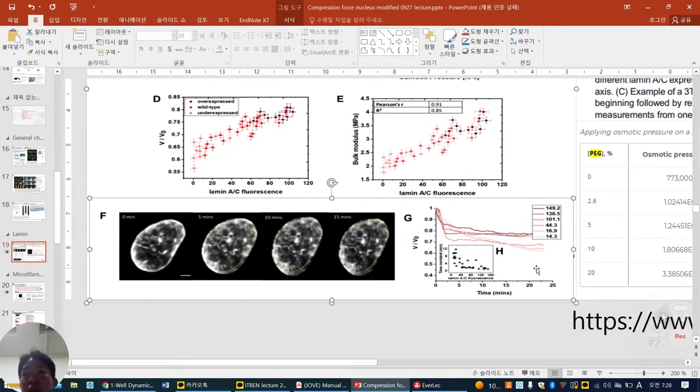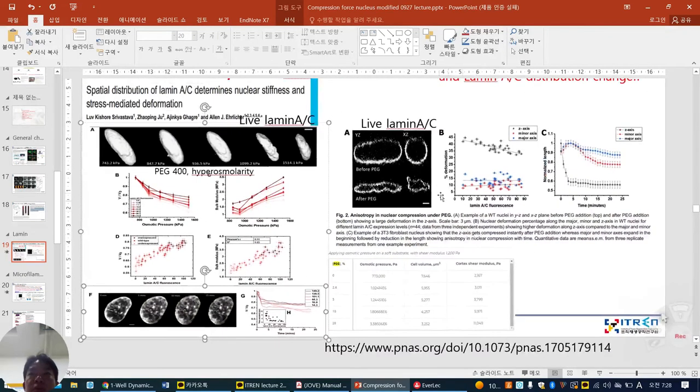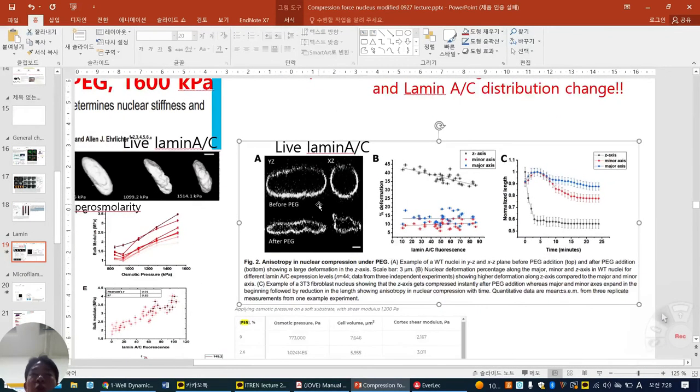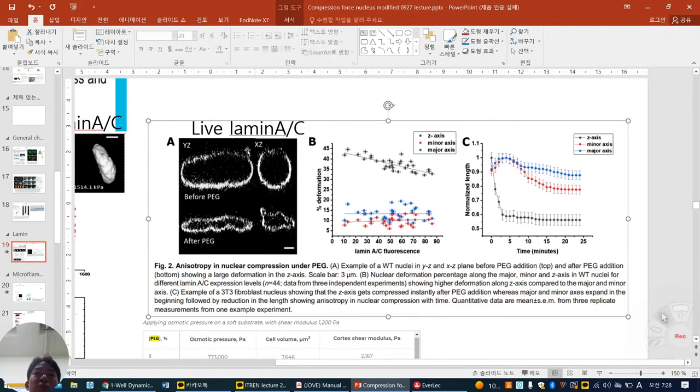And then, depending on the scale of the osmolarity, they track how they change over time with osmotic pressure. When they induce more osmotic pressure, yeah, the distribution and the volume go down, okay? Here, one of the examples. So before PEG, before treatment, they show like this. After PEG, they don't have much time to enlarge their 2D projection area, okay? They just shrink by z axis. This is the reason why the volume is decreasing.